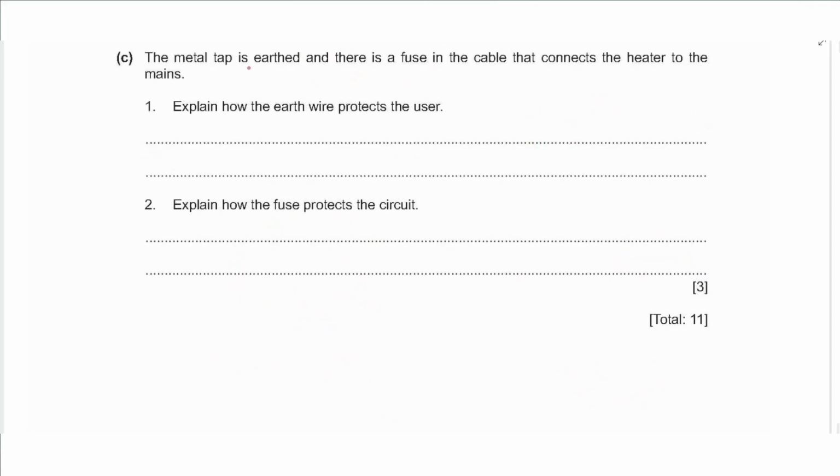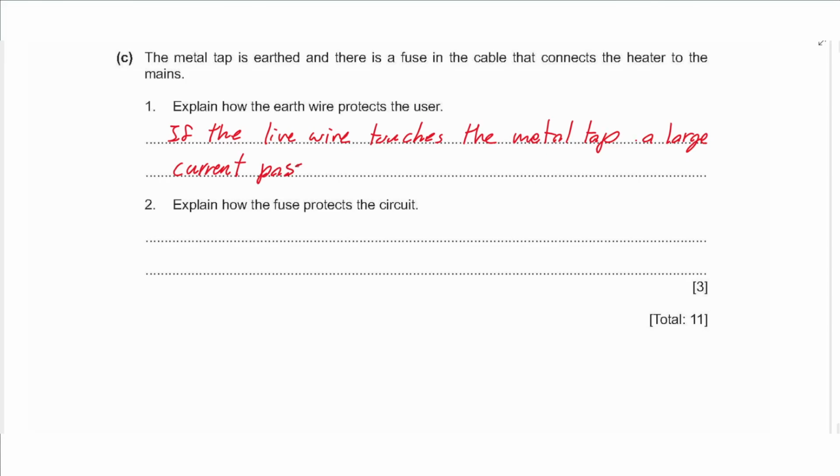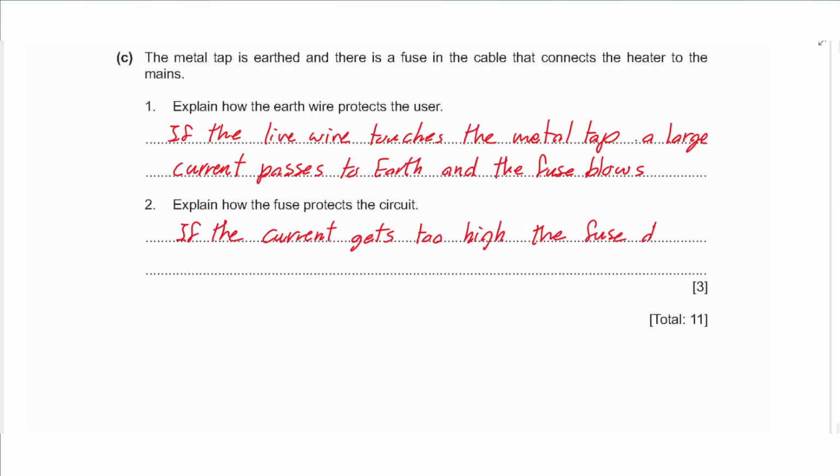Part C says the metal tap is earthed and there is a fuse in the cable that connects the heater to the mains. Explain how the earth wire protects the user if the live wire touches the metal tap. A large current passes to earth and the fuse blows or opens the circuit. Part 2 says explain how the fuse protects the circuit. If the current gets too high, it can damage the circuit. The fuse disconnects the circuit, which is a little wire that melts and then opens the circuit.